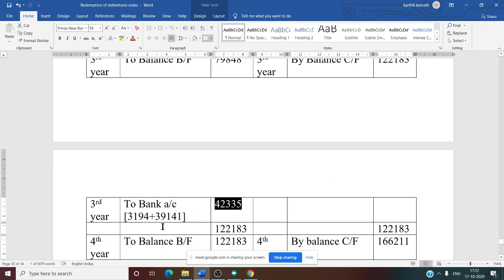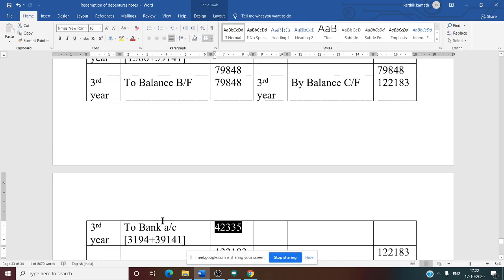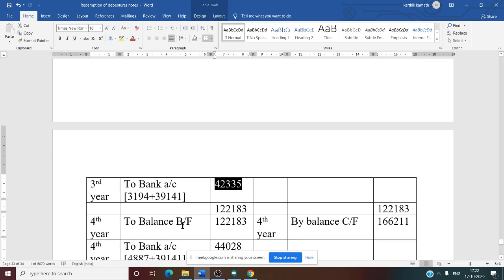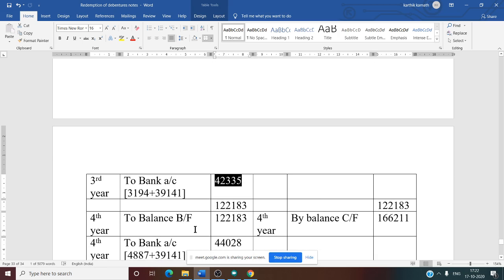To bank account. So what is this to bank account? Whenever we are making the investment, what is the journal entry? Debenture redemption fund investment account debit to bank account. That is the journal entry or accounting treatment. That is why we have written to bank account. And in the debenture redemption fund, why are we writing buyback? Buyback we are writing because it's a simplified journal entry. Bank account debit to debenture redemption fund. That is why we are writing buyback in the second account.